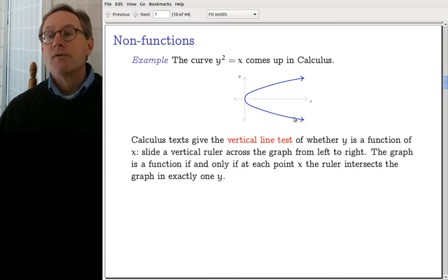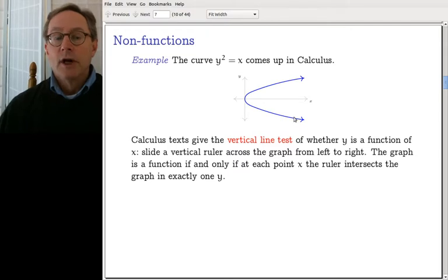Calculus texts give the vertical line test. You may remember the vertical line test of whether y is a function of x. You slide a ruler across the graph from left to right. The graph is a function if and only if at each point the ruler intersects the graph in exactly 1 y. So let's do that on a piece of paper here.